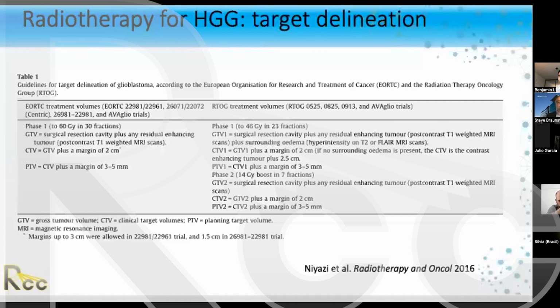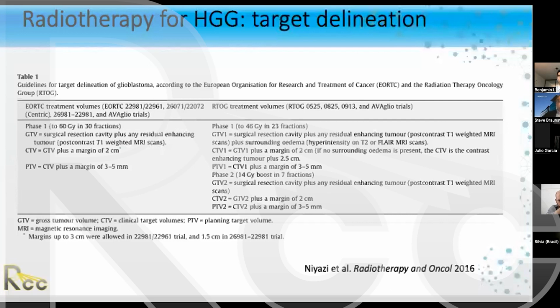Okay, great. So go ahead, because I think we have questions from this. We're going to have a lot of questions from this slide, because we know that you have to make the decision whether you're going to use the EORTC or the RTOG. So I'll leave you to it.